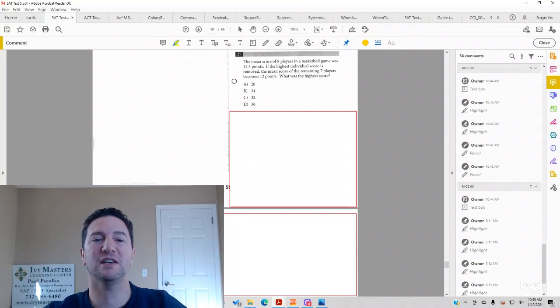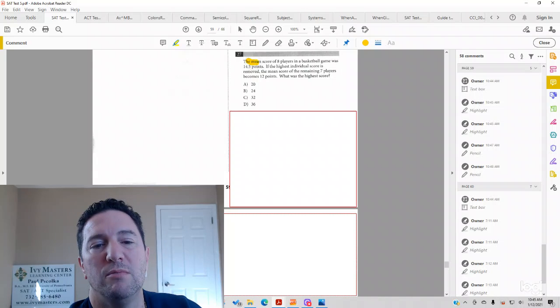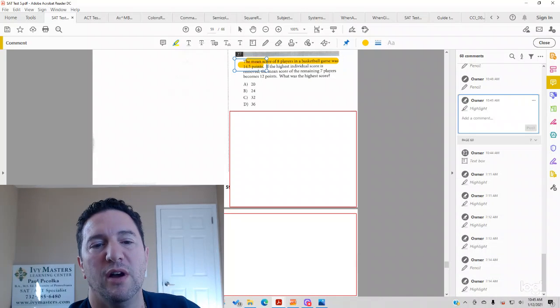And today we're going to look at Test 5, Section 4, number 27, which reads: The mean score of 8 players in a basketball game was 14.5 points. If the highest individual score is removed, the mean score of the remaining 7 players becomes 12 points. What is the highest score?